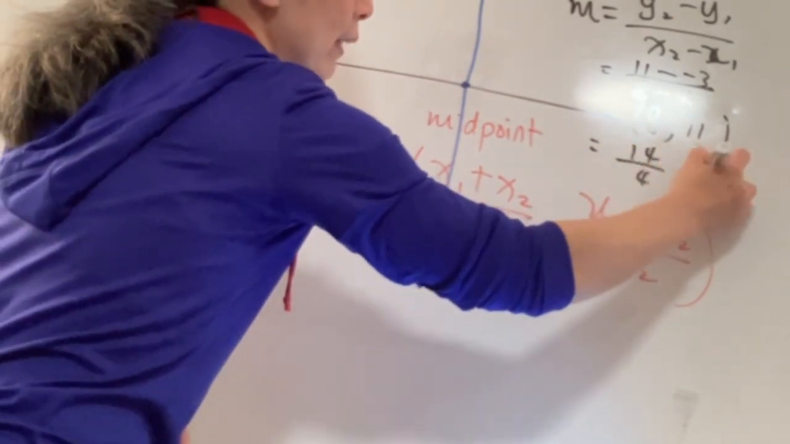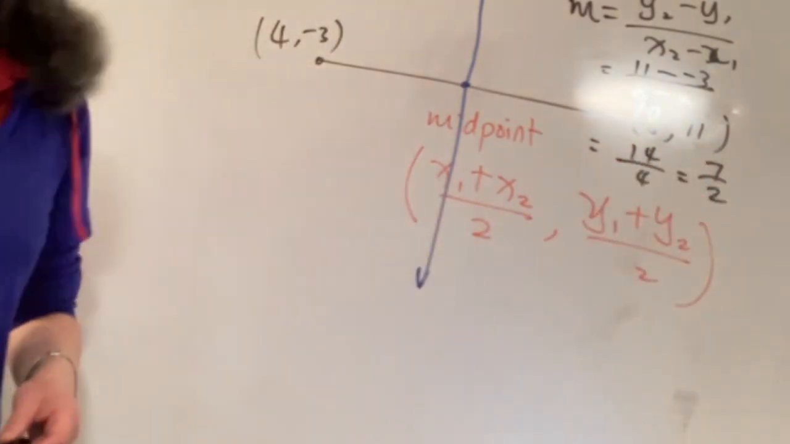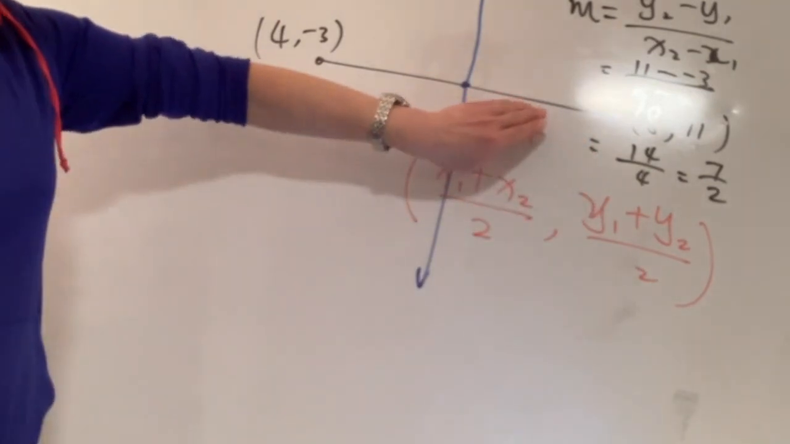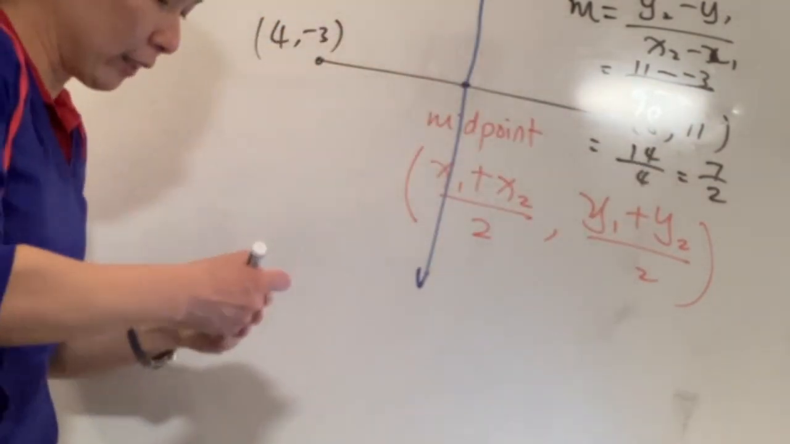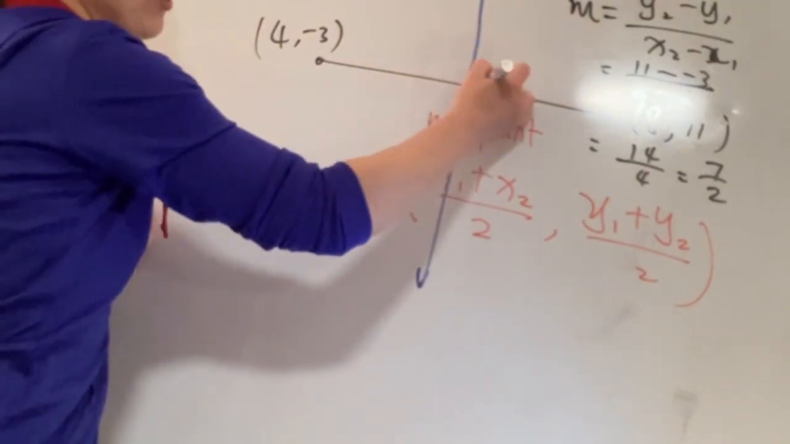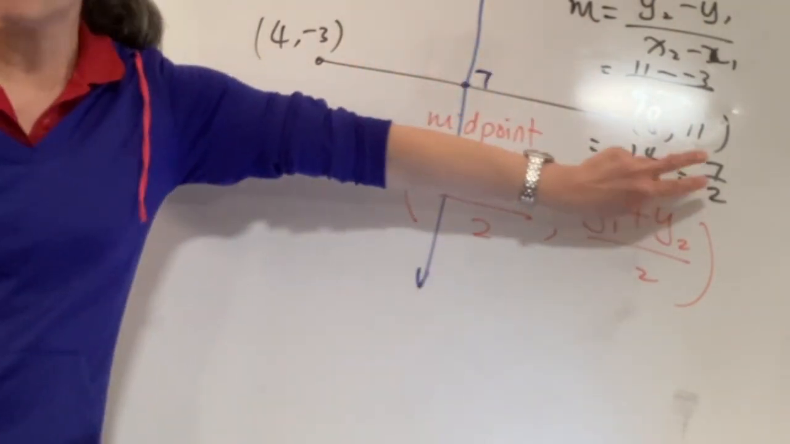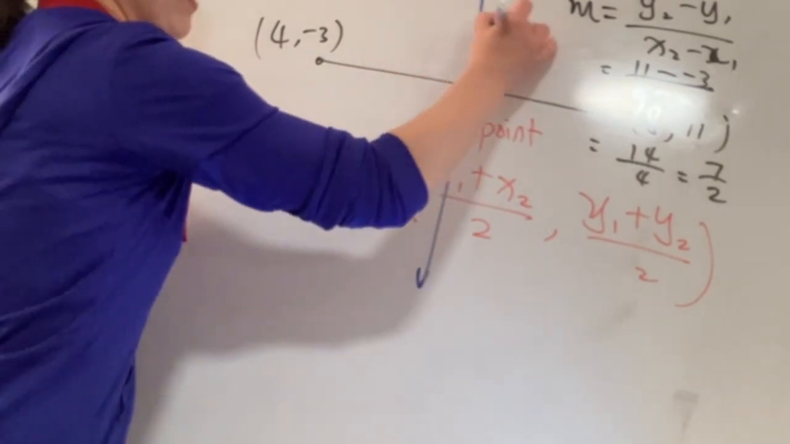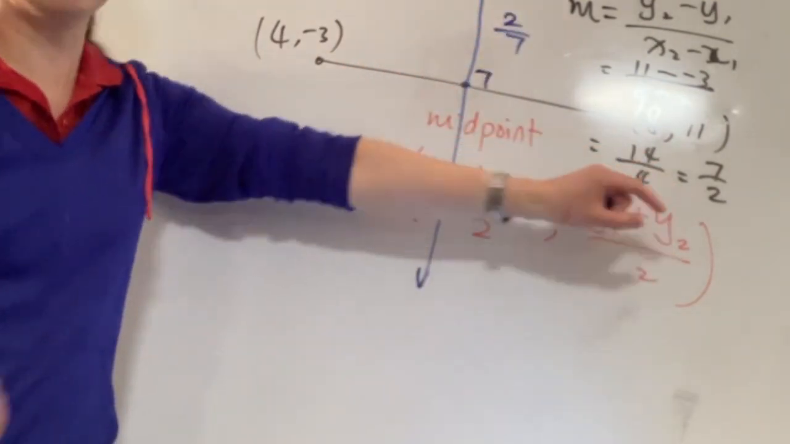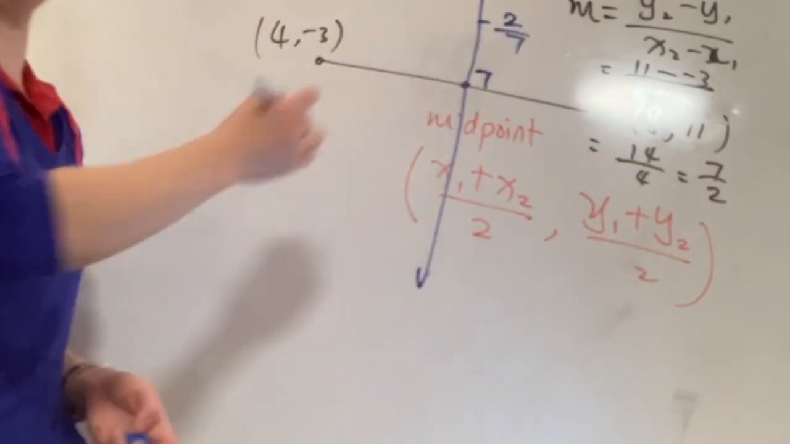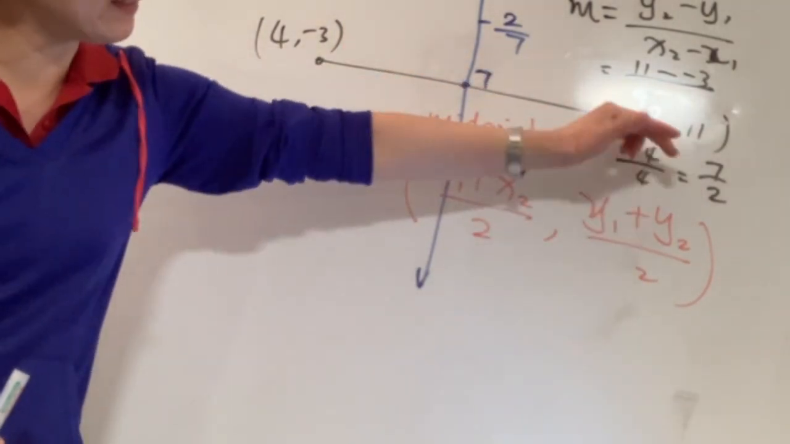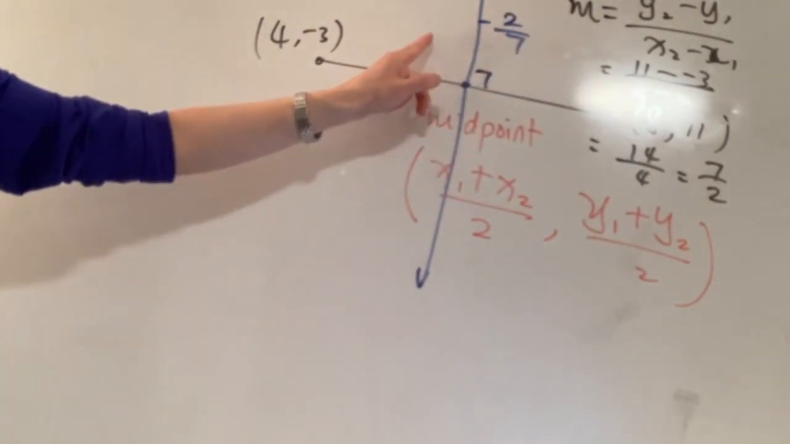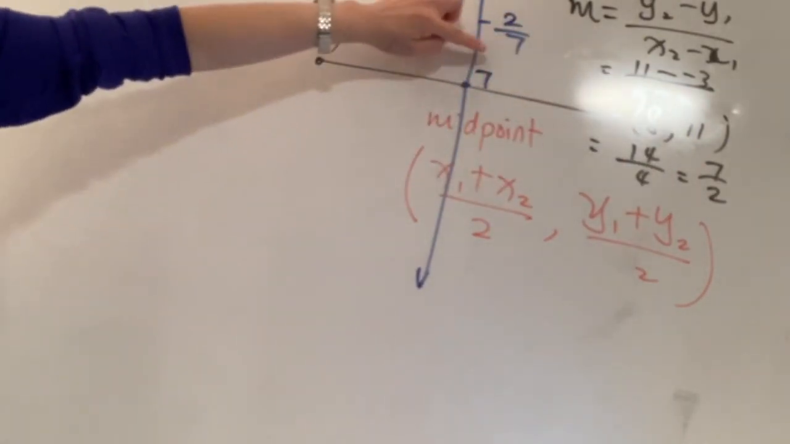On 4 is 7 on 2. So the black gradient in here is 7 on 2. And the blue, when something is perpendicular to it, that means you are going to flip this number upside down. Because this is a positive, the perpendicular gradient is going to be negative. What you need to do is just flip this number the other way around, change the sign. That's how you do it. Now you have the gradient.